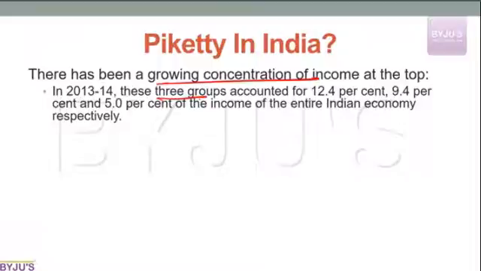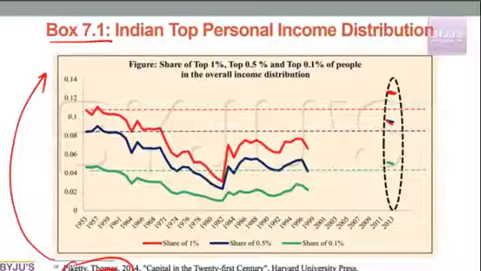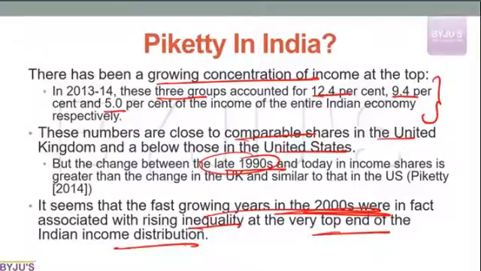Overall, a growing concentration of income at the top is experienced. The top three groups account for 12.4%, 9.4% and 5% of the income of the entire Indian economy. So the bulk of the total income of the economy is appropriated by the top 5%, or the top 1 to 5%. This is comparable to the UK and US. However, India has been changing faster than the UK and the US since the 1990s. If you look at the previous slide, inequality in India started increasing rapidly after 1990. It was here somewhere and then it rapidly changed to here. So you can see a rapid increase here. In the fast growing 2000s, where the service economy took off, overall inequality just started increasing. The top end of India's income distribution started increasing. That is the effect of these fast growing years. This is also called jobless growth, etc., as we discussed in the tablet lectures.